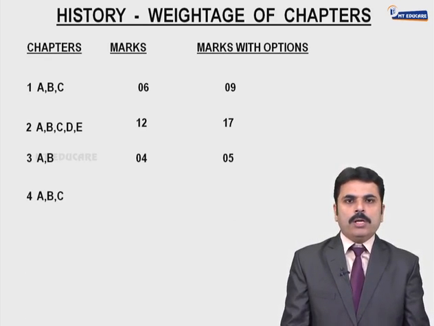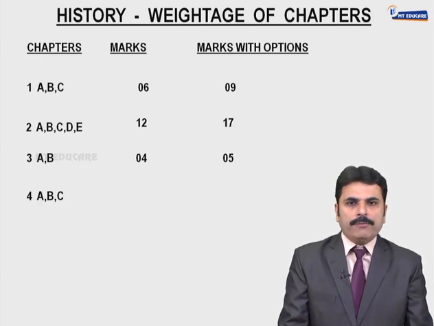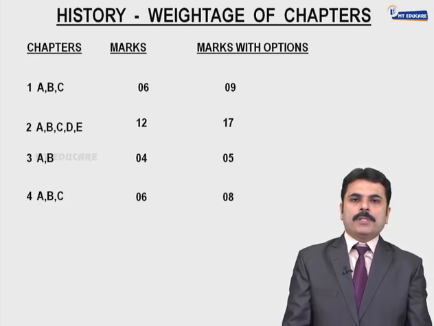Unit 4, World after World War II, comprises of 3 chapters, 4A, 4B, 4C. It carries 6 marks and marks with options is 8.